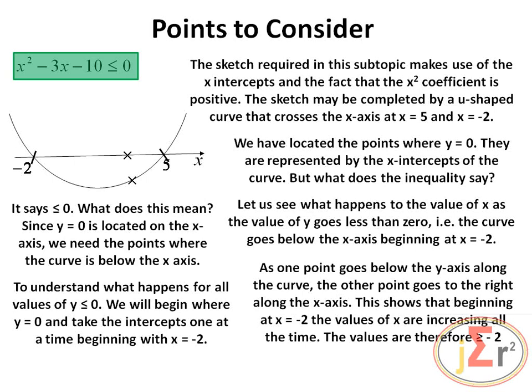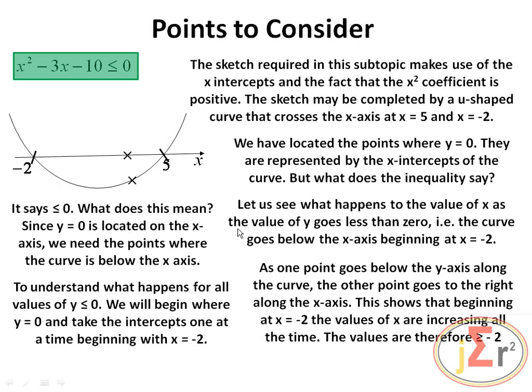So while the curve is going below, we are trying to describe that in terms of x, and that is what we are going to do. We are going to describe what is happening to the value of y in terms of x. As y is getting below the axis along the curve, we notice that the x value, we begin at negative 2 and we are moving to our right.